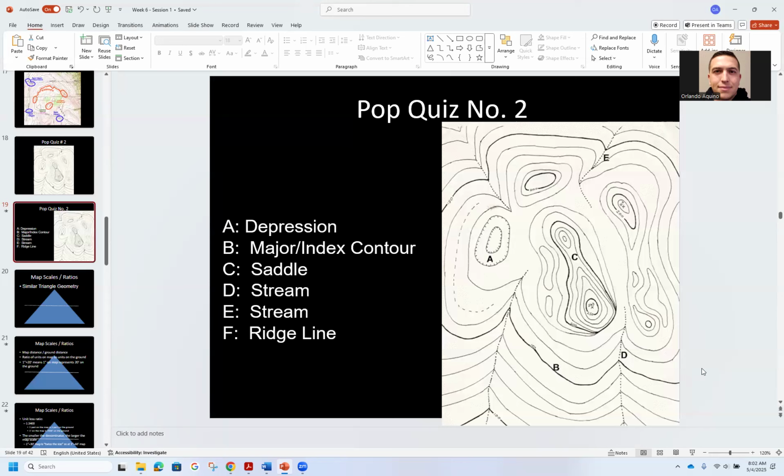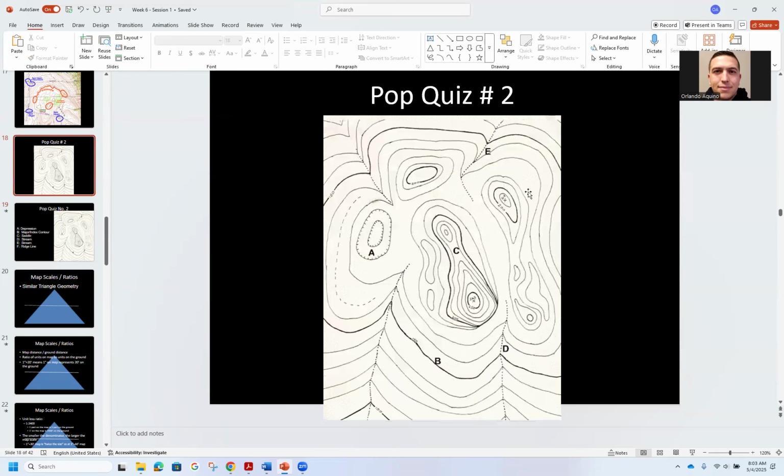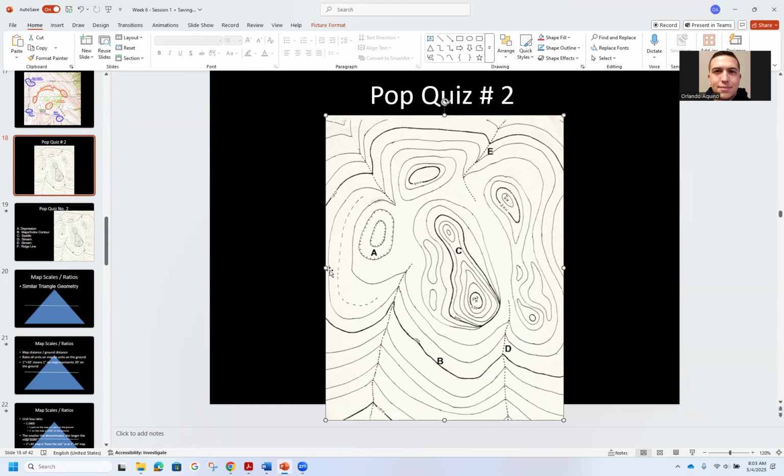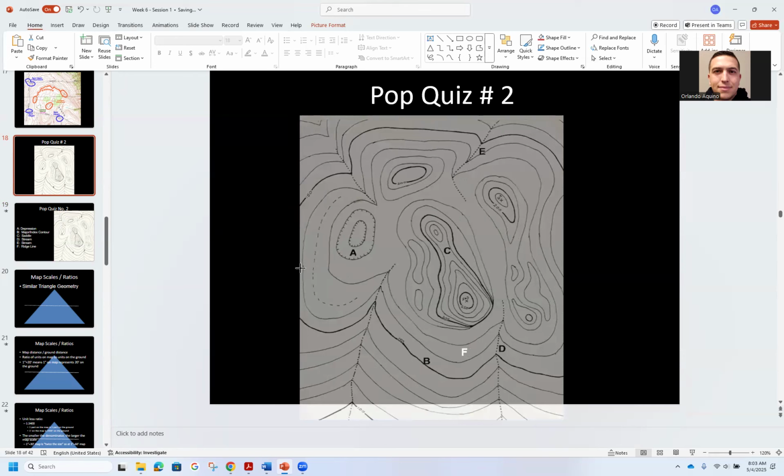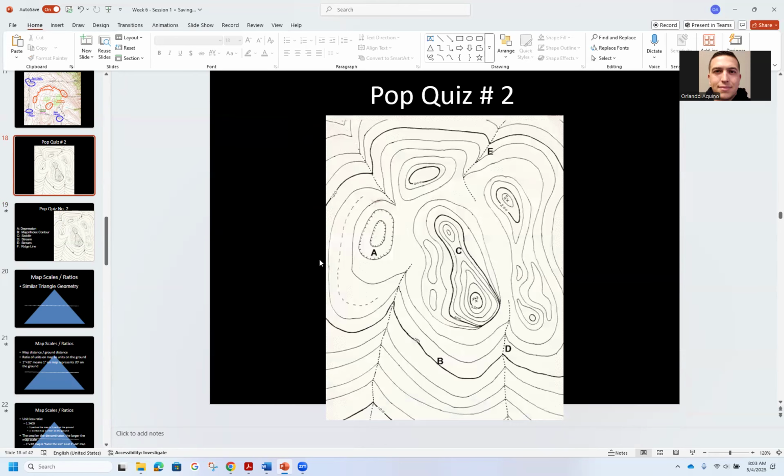D, you got the stream, right? You got that downward V going. And then E is another stream through here. And then F, was F on there? Well, I believe F should have been labeled. It isn't labeled here. Oh, darn. Nope, it is not. Dang it. Thought I would have had it labeled, but I do not.